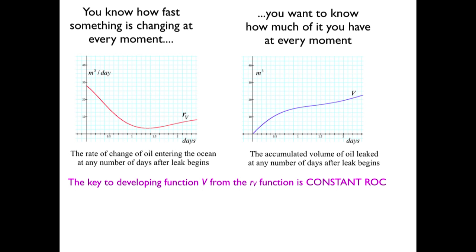The key to getting said accumulation function from the rate of change function is what? So given the rate, this is it. This is the key. Well, how is this the key to getting from how fast something's changing every moment to how much of it you have? Why is dV equals m dt like the whole crux here, or at the core of it?